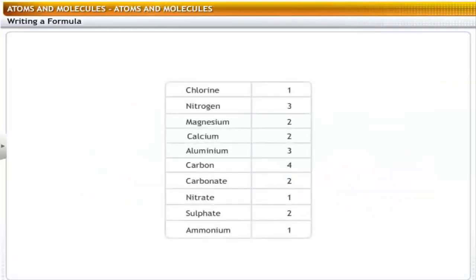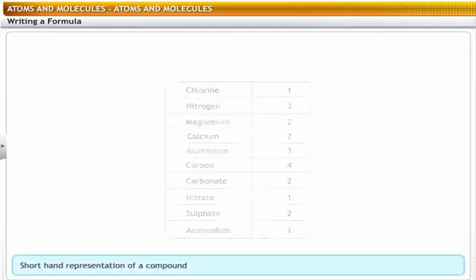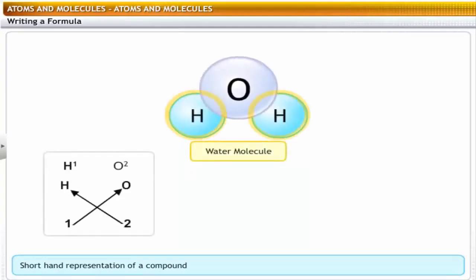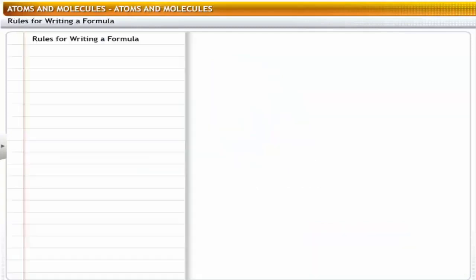The knowledge of valency helps to write the formulae of compounds. A formula is the shorthand representation of a compound. For example, consider a water molecule. It has hydrogen and oxygen. The symbol of hydrogen is H, and oxygen is O, and its formula is H2O. Let's learn to write a formula. To write the formula of compounds, we follow a set of rules.